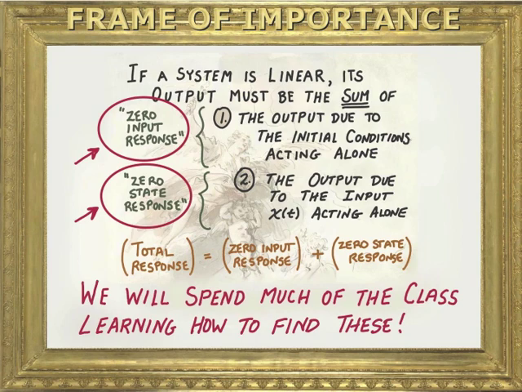Over the next several lectures, we're going to spend a considerable amount of time talking about how to find the zero input response for a linear system and the zero state response. Once we have these two, of course, we can add them together to find out the total response for the linear system. Let's now define the types of linear systems that we'll be considering throughout the majority of this class.